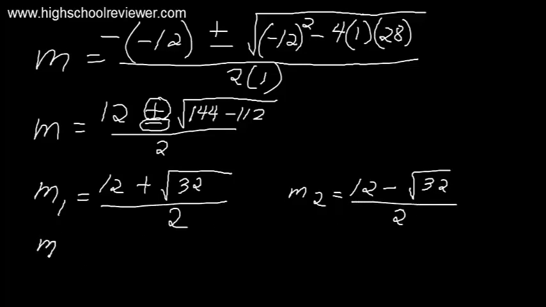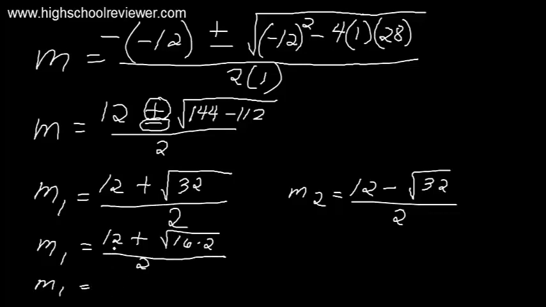So m sub 1 here will be equal to 12 plus, we can factor out 32, so this will be the square root of 16 times 2 all over 2. So this will be m sub 1 equals 12 divided by 2 is 6, and this will be plus, okay, so the square root of 16 is 4, so this will be 4 square root of 2 all over 2. But we can still simplify this, so this will be 6 plus 2 square root of 2.